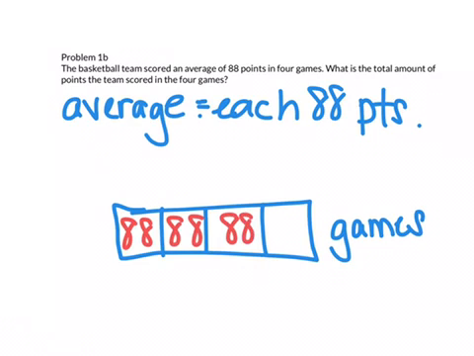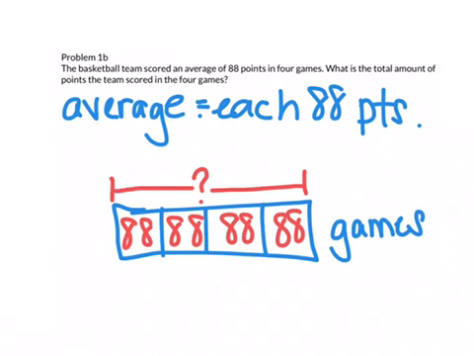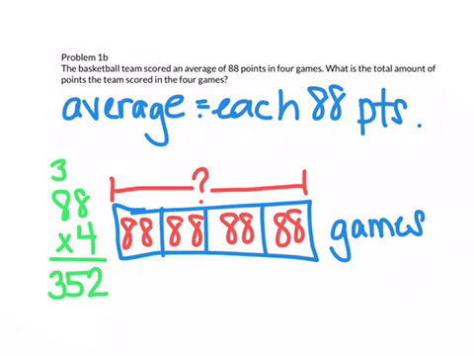Now remember, that doesn't mean that that's all they scored every single game. What that means is that if they average them all out and split them equally among the games, they would have scored 88 points. They may have scored 80 one time, 95 another time, but they wanted to know on average. And by finding the average, now we can find the total. So this problem is going to be 88 times 4. You come over and solve that, carry the 3. 32 plus 3 is 35. So our total is 352 points over 4 games.